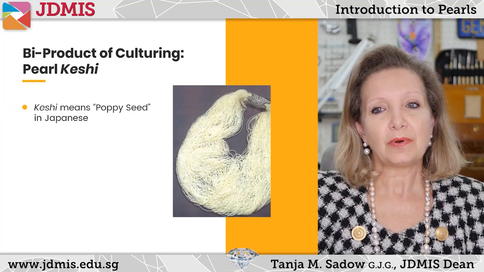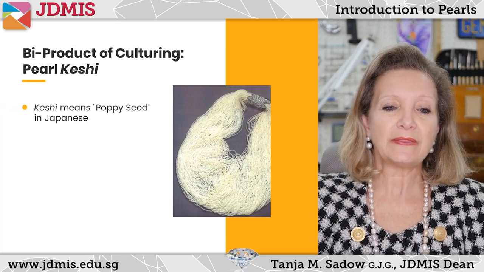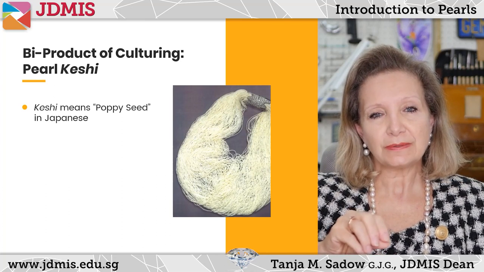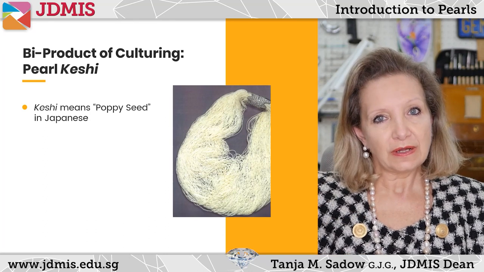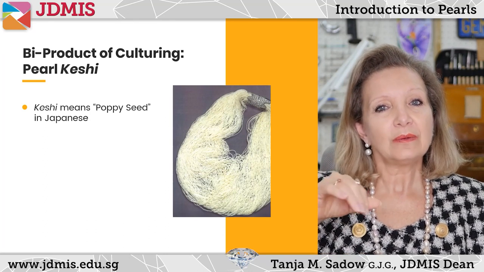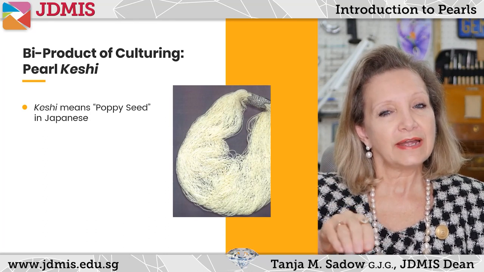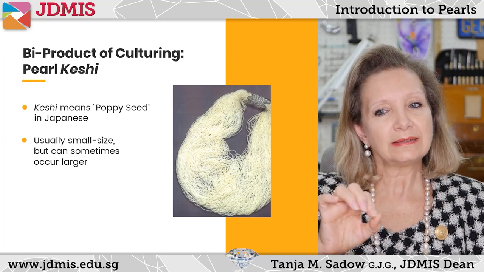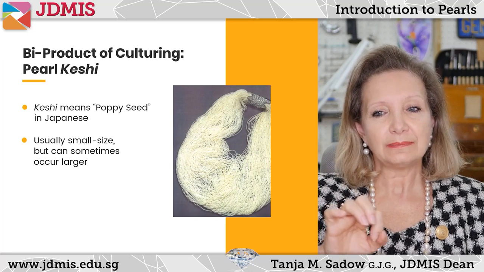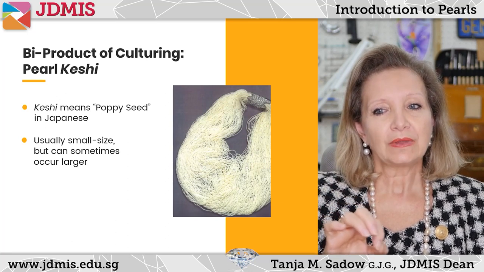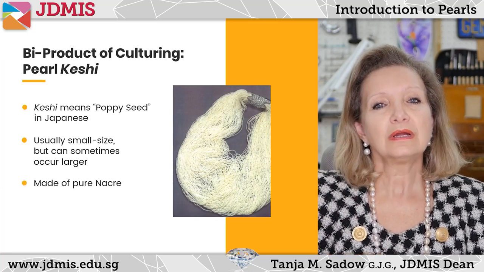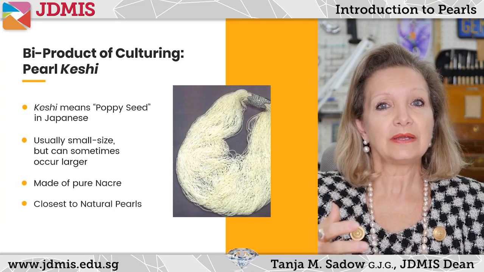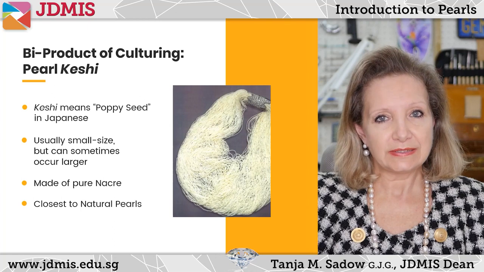And the reason why it's poppy seed is because usually when they go in to look for the pearls that have been cultured, and they remove the cultured pearl from the oyster, they will go in and look around for anything else. And sometimes they will find some small hard lumps. And those hard lumps, which are very, very tiny, are made of pure conchiolin and nacre, which is the same thing that the pearl is made of, but without any nucleus.